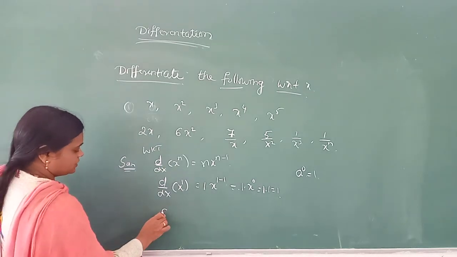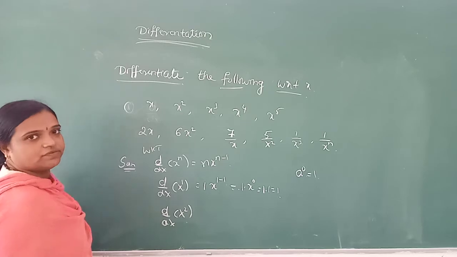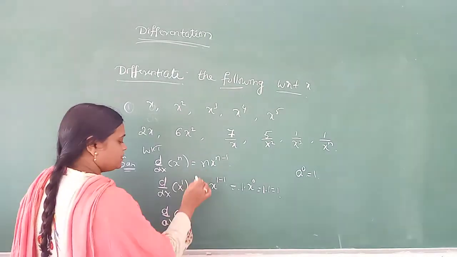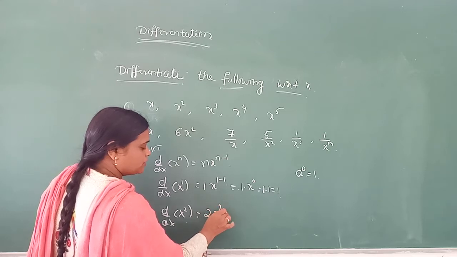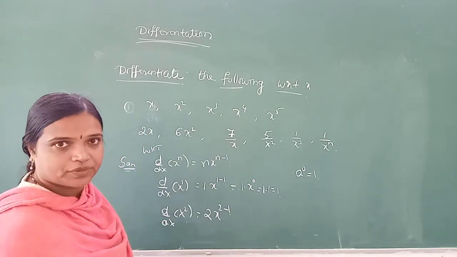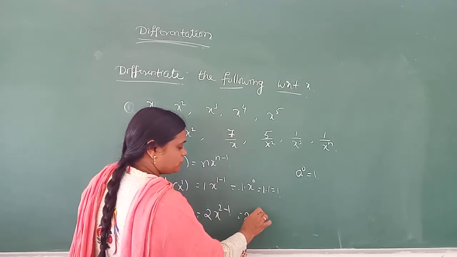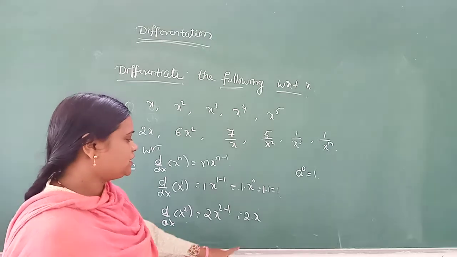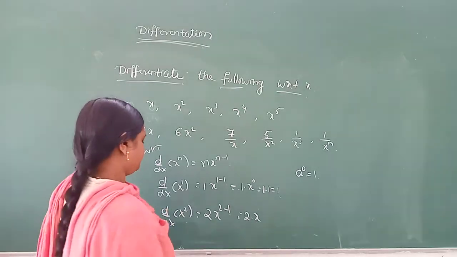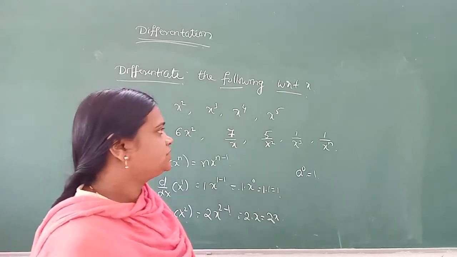Second example, d by dx of x square. Apply the same formula. n is 2 here. 2 x to the power 2 minus 1. Correct? We get 2 as it is, x to the power 2 minus 1 is x to the power 1, which can also be written as 2x. Correct? 2x.